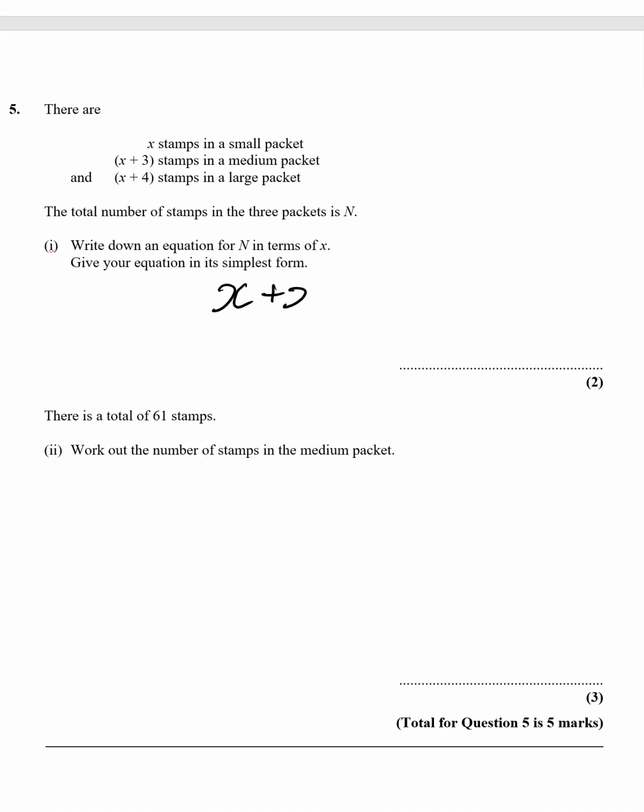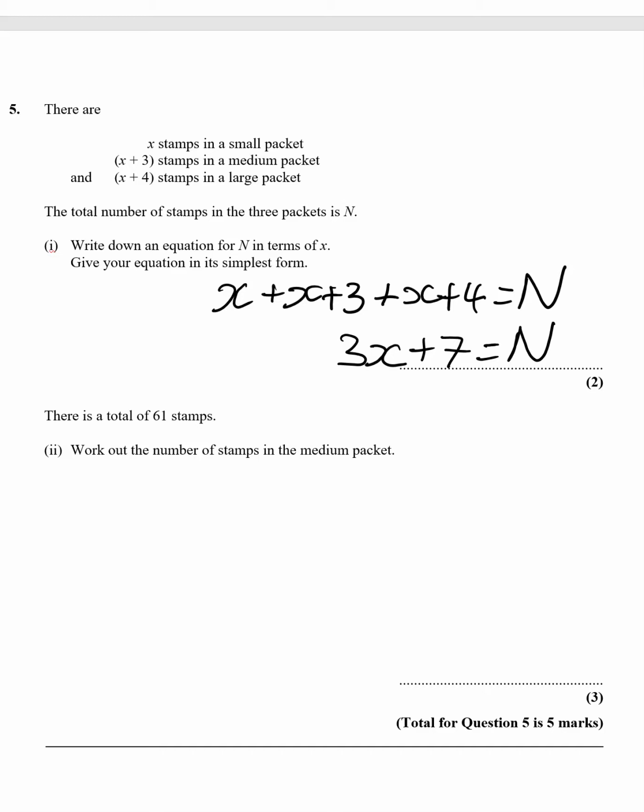x plus 3. We don't need the brackets, they're all addition. And that's all going to equal n. But we need to get it in its simplest form. So we've got 3x plus 7 is equal to n. Now, there's a total of 61 stamps.